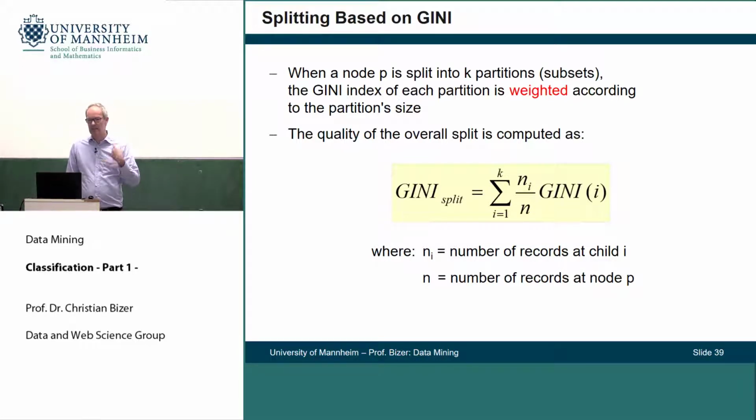This gives us the Gini of the complete split that we use for deciding which split to prefer, and this also allows us to compare two-way splits with three or multi-way splits, because basically we take the size of the resulting subsets into account.